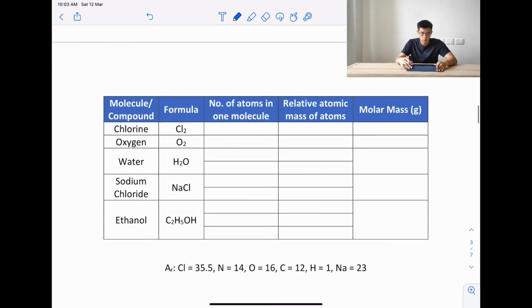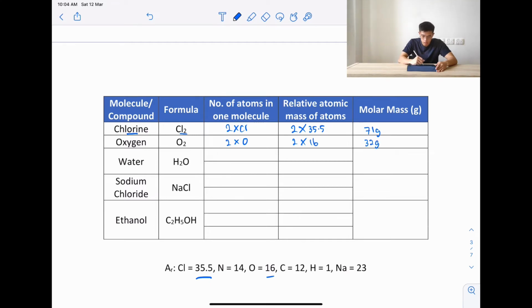So first example, over here we have chlorine, which is Cl2. So the number of atoms here is 2 chlorine atoms. So it's 2 times, and the relative atomic mass of chlorine is 35.5. So with 2 times 35.5, you end up with 71 gram. Next we have oxygen. So it's 2 oxygen atoms, and oxygen is 16. So it's 2 times 16. So you get 32 gram.